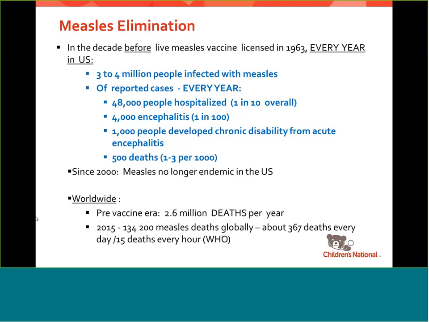However, since the year 2000, measles has no longer been considered endemic here in the U.S. However, worldwide, it is still considered endemic in many, many areas. In the pre-vaccine era, there were 2.6 million deaths per year worldwide due to measles. And in 2015, there were still 134,000 measles deaths over the entire population of our Earth, with about 15 deaths occurring every hour, according to the World Health Organization, due to measles.